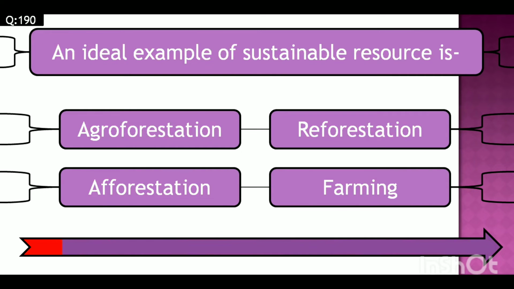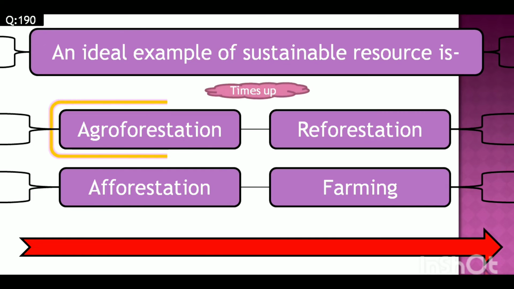An ideal example of sustainable resource is option first agroforestation, second reforestation, third afforestation, fourth farming. And the correct option is option number 1, agroforestation.